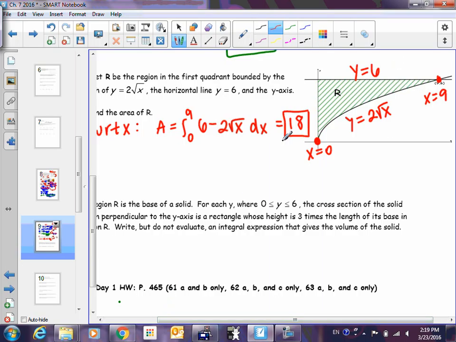See how I labeled the graph? I think that makes it easier to figure out what goes in your integral. So if you're not labeling your graph, maybe that's something you want to pick up.